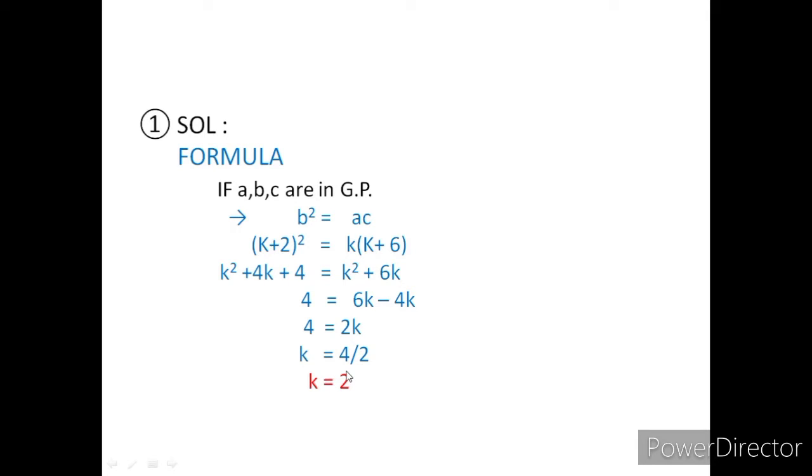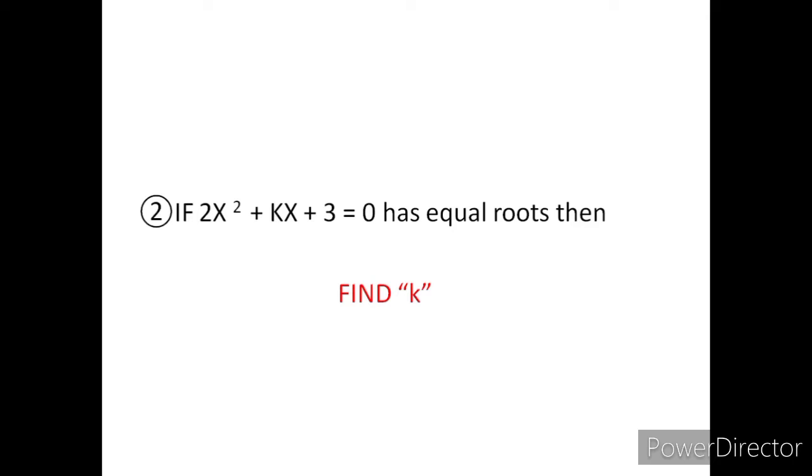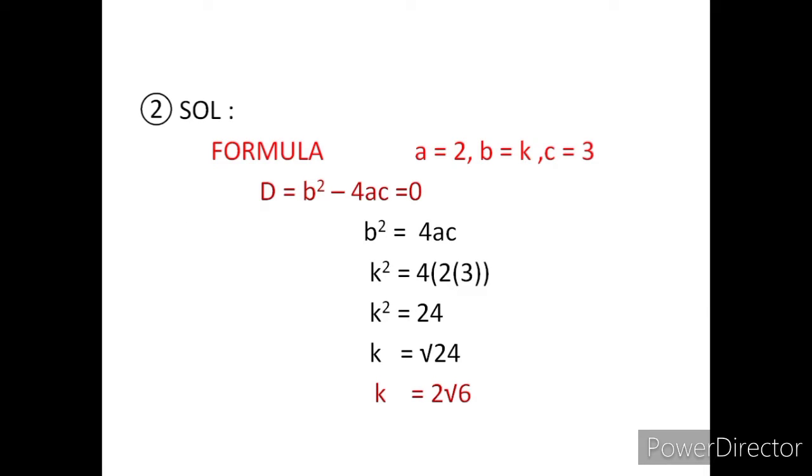Then go for next problem. Just pause it, watch it and try for solution. In solution, first of all, you have to write down the values of A, the x square coefficient. Then you take x coefficient as B. Then you take constant as C, isn't it?